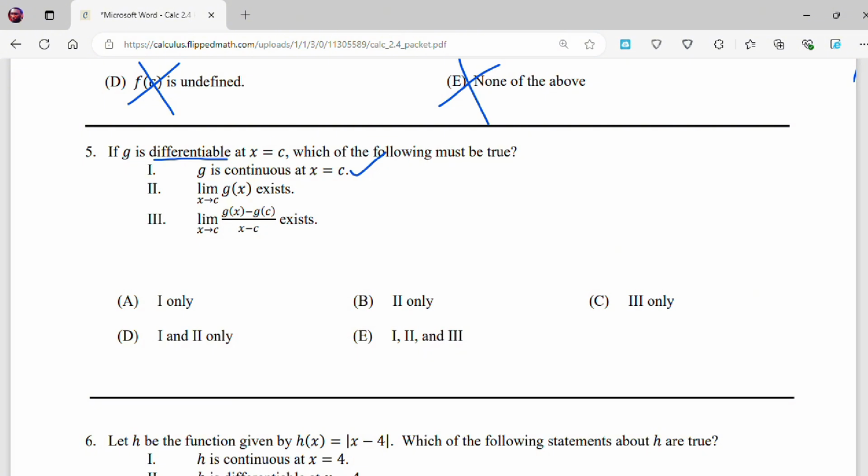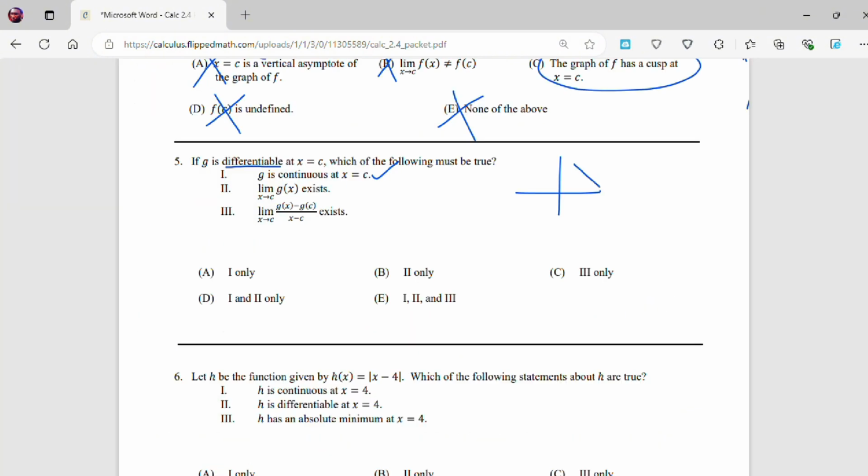Number 2, limit as x approaches c of g of x exists. Well, if the function is continuous, then the limit has to exist, right? You can't have some sort of jump here. It has to be continuous in order for it to be differentiable. So statement 2 is also true.